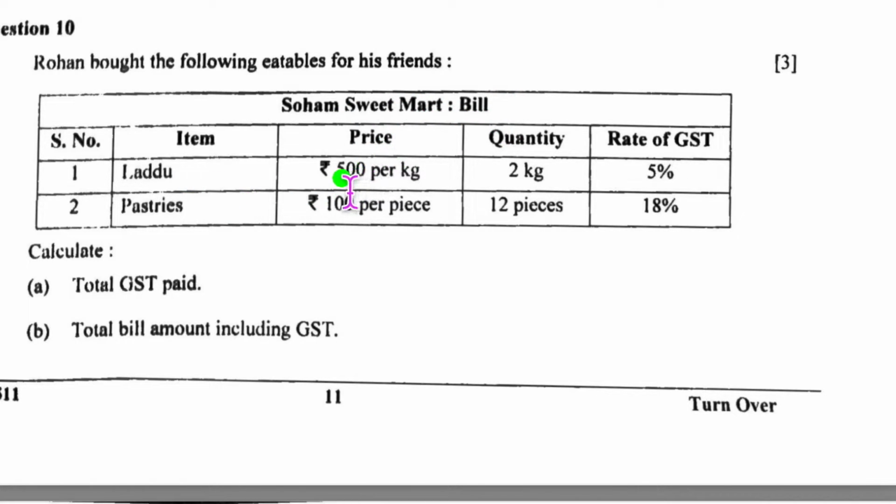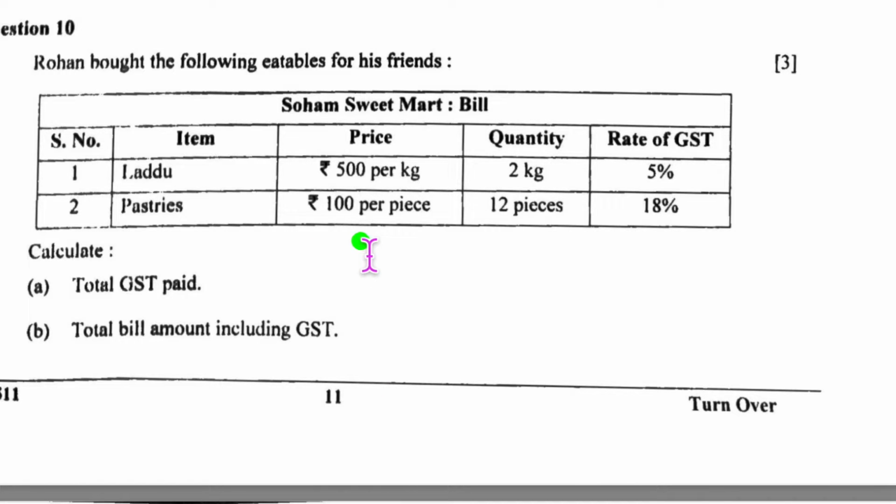Laddu's price was 500 rupees per kg. He got 2 kgs. Pastries he got at rupees 100 per piece. He got 12 pieces. And the rate of GST was 5% and 18%. Calculate the total GST paid and the total bill amount including GST.